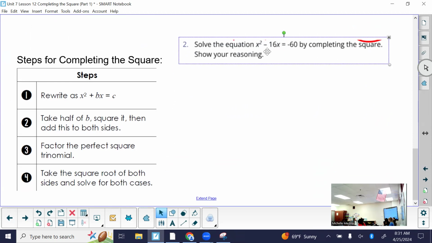Okay, so here's an example that we'll solve using these steps. So first step is to rewrite it where we have the x squared and the x term on one side and the constant on the other side. Is it already written in that format?